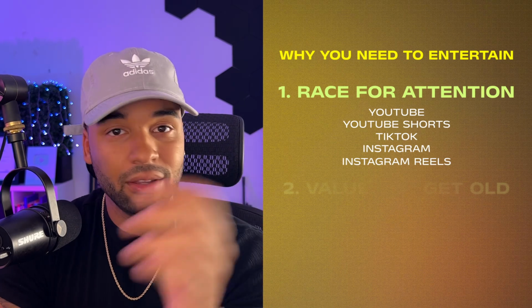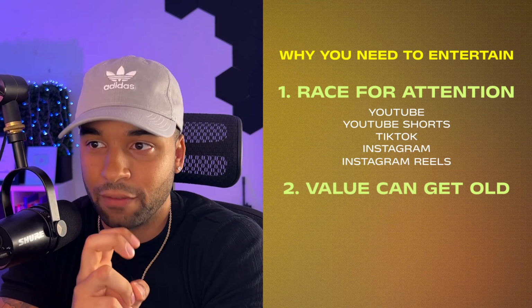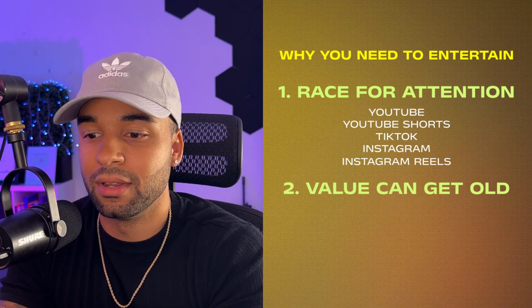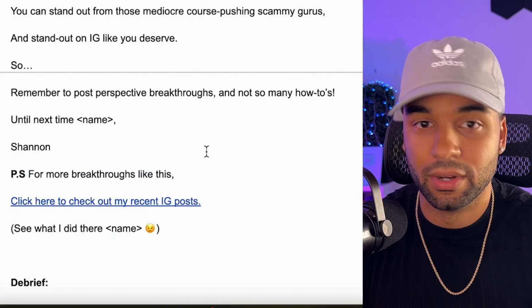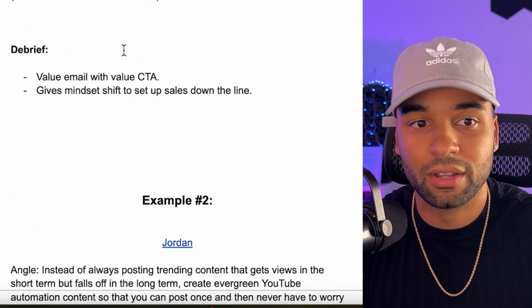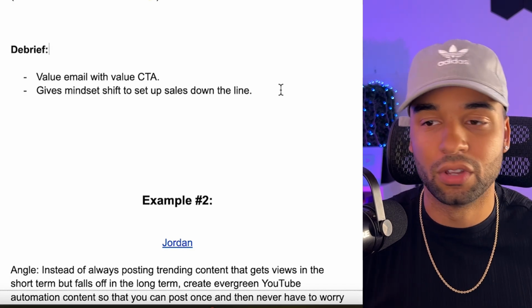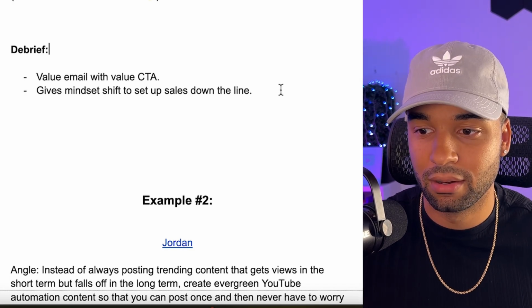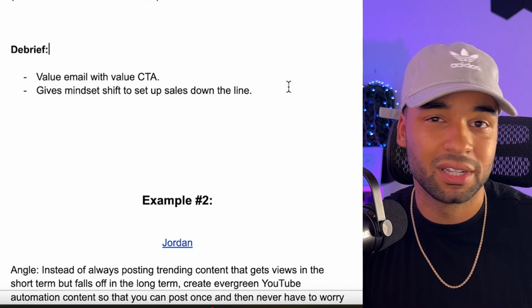Also, value can sometimes get old. I mean, if you're just giving value after value after value and no entertainment, it's just going to get old after a while, right? Sometimes the best value you can give is just entertainment, right? So you give somebody something they can use and also just make them feel good about reading it, as if their time reading it was actually worth it. And this is how you get people to re-engage with your email list and really just get to that point where they open and read every single one of your emails because they're just awesome, right?